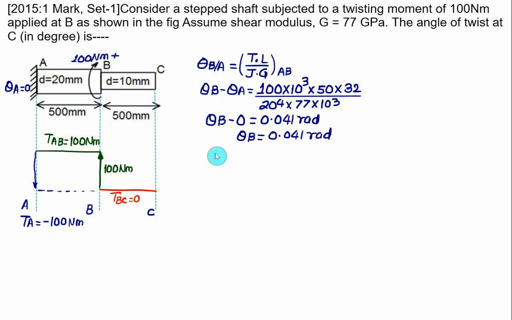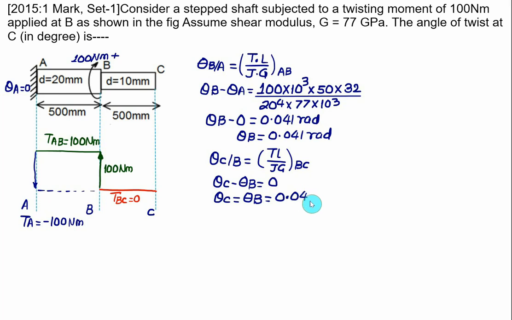Similarly, we can calculate the relative rotation of C with respect to B. This is calculated using the formula TL by J into G, and you have to use the BC section. This value is the same as theta C minus theta B. This time the torque in BC is equal to 0, so the right hand side will be equal to 0. So theta C will be equal to theta B, which is 0.041 radian. In this case the torque in the section BC is equal to 0.